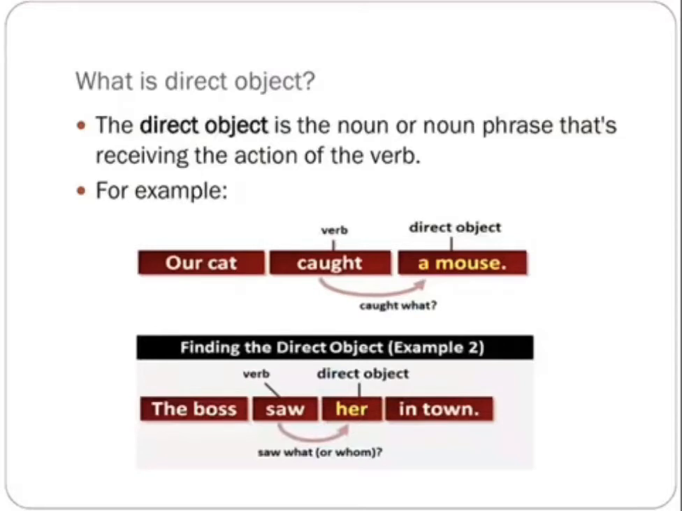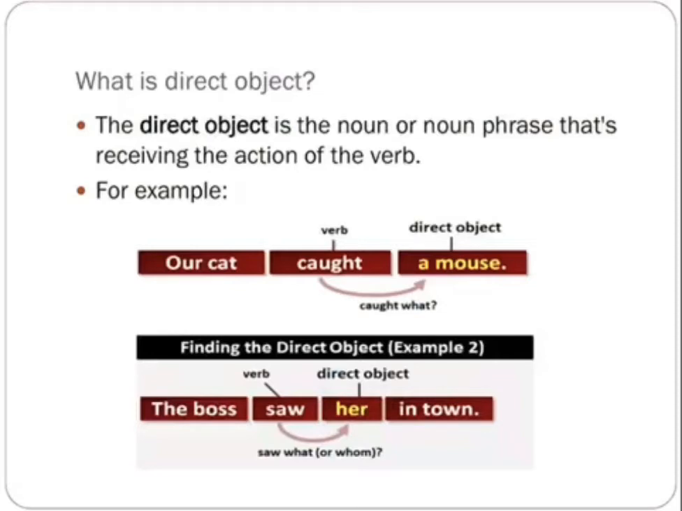So let's again discuss another example. I am waiting for the bus. So who receives the action? The bus receives the action, that the person is waiting for the bus. So I is the subject, waiting is the verb, and the bus is the object.